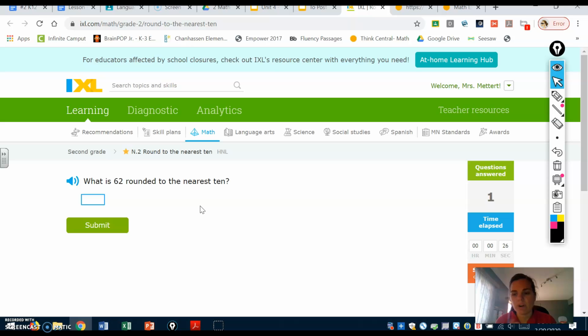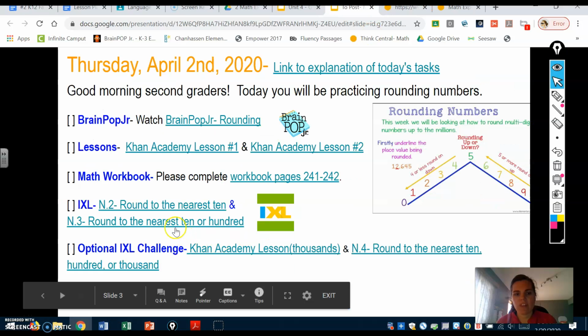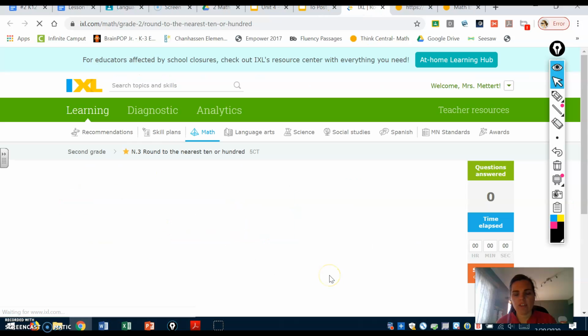And you'll learn more about this when you go into your lessons and whatnot too. So it says, what is 62 rounded to the nearest 10? Well, I look at that 1's place there, 2, so I know that it's a 2, so I'm rounding down. So I leave this 6 the same, and it turns into a 60. When you finish with that one, you're going to click on N3.